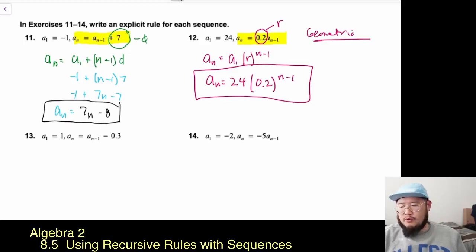I hope at this point we're pretty much good to go. Now you know how to find the explicit rule when given the recursive rule, and you can find the recursive rule based off of the information given. All right, so there you go, section 8.5. A little shorter than some of the others, huh? Especially in this chapter.